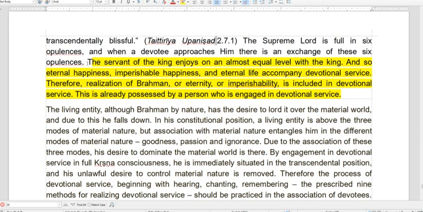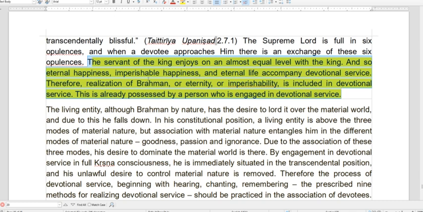Now I was talking about this example. The servant of the king enjoys on almost the same level as the king. This is what I was trying to explain. Those who are with the king travel in the same aeroplane and vehicle, right? They eat the same food as the king. Yes or no? So those who are in Vaikuntha Loka, they enjoy the same way as Krishna is enjoying.